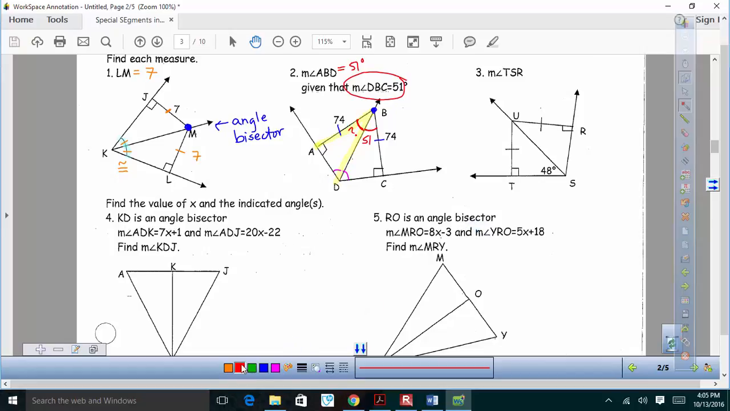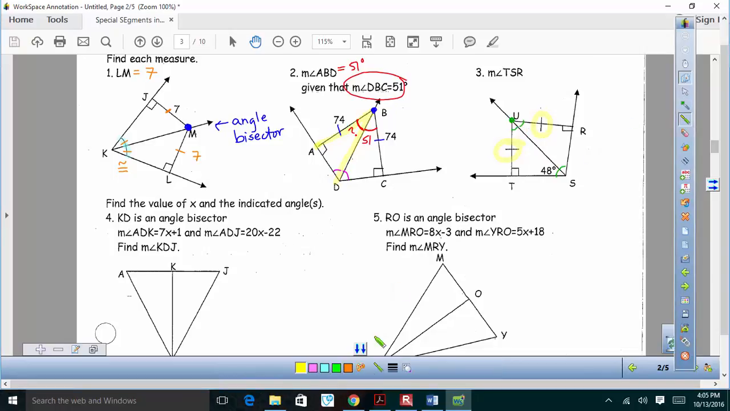Okay, let's look at number 3. So in number 3, the first thing that I see is that the distance from the angle bisector to the sides are the same, or the distance from the point to the side is the same on both, which means that this is an angle bisector. So these angles are equal and these angles are equal.